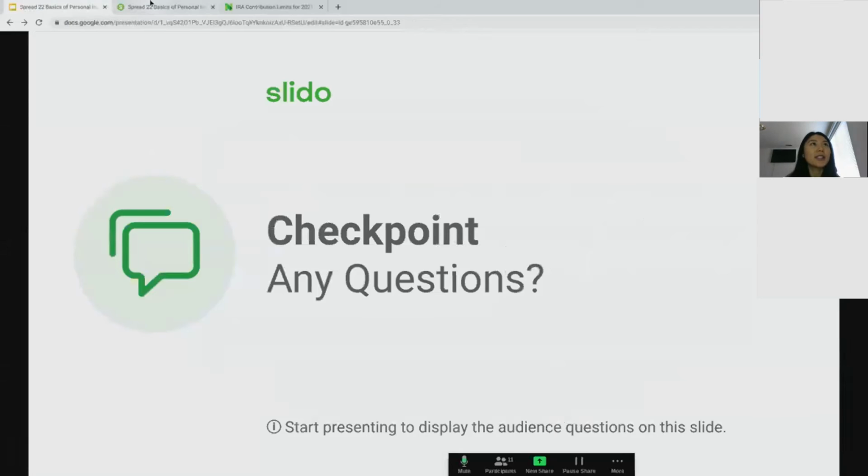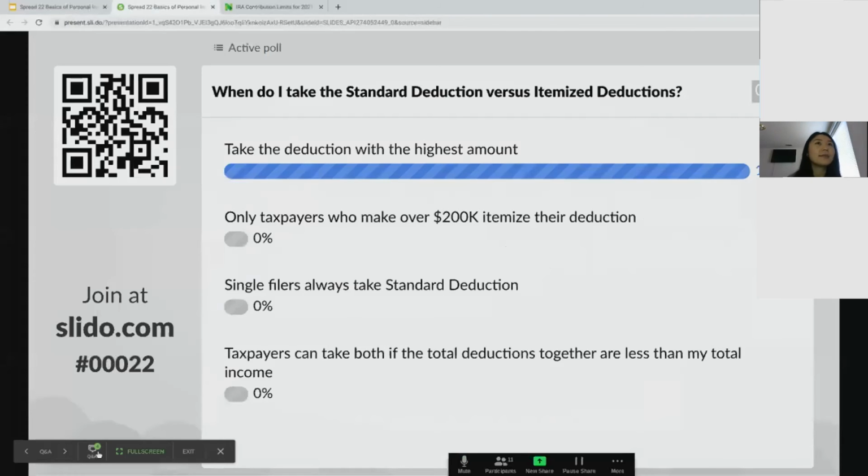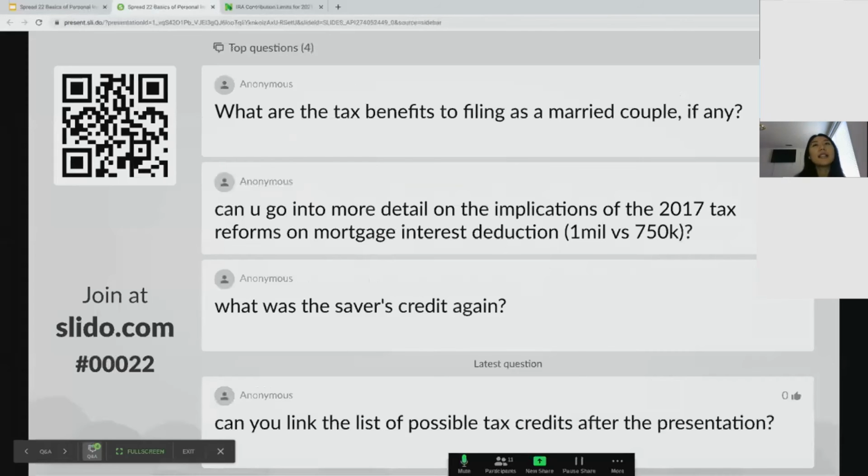Okay, let's look at questions now. What are the tax benefits to filing as a married couple, if any? So for the standard deduction, sorry, I was blanking out. For the standard deduction, remember, that's like double if you are married.